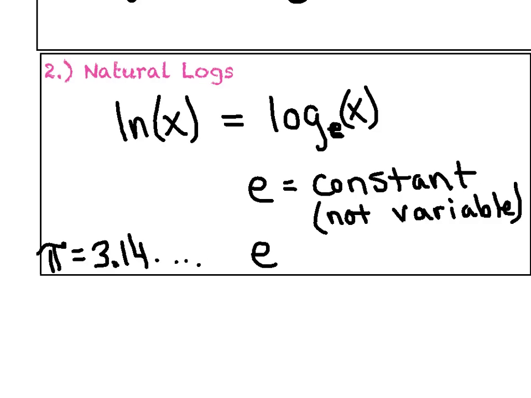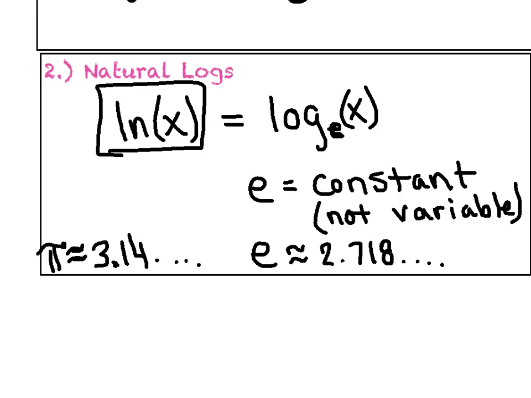e is very similar, except e is approximately equal to 2.718 and so on, and that decimal goes on forever and ever. The good news is your calculator does have a special button just for e. We'll talk more and more about it in the future, but I want you to know now that this e does exist. It's not a variable. It's what we call a constant, and it's something that's so special in higher levels of math that they created a special logarithmic function just for base e. That's how special e is.